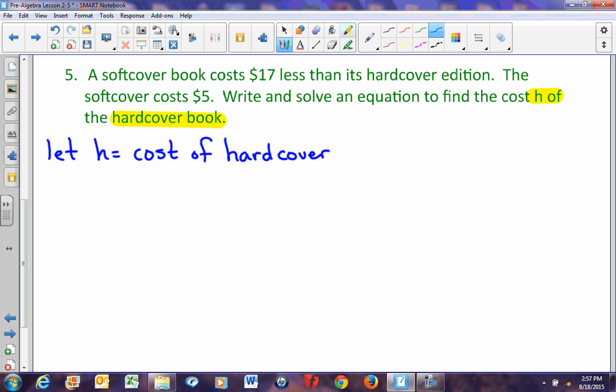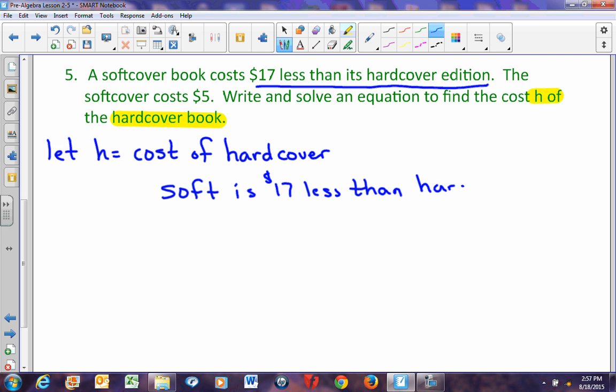Softcover book costs $17 less than its hardcover edition. Okay? So I'm just going to put it: softcover is $17 less than hardcover, right? I just took all of that and made it into one phrase. So now I'm just going to write what I know. Softcover costs $5. Is equals $17 less than hardcover. Hardcover is H. $17 less than that is H minus 17. It can't be 17 minus H. So here we have that.